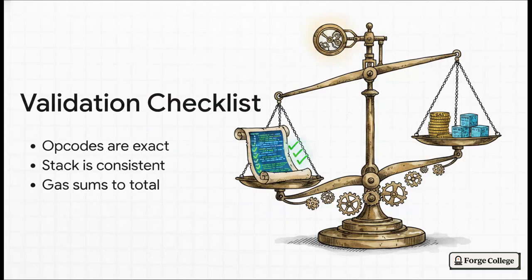When you go to compare your AI trace to the local VM, you're going to want to use this validation checklist to ensure both the syntactic correctness and the semantic accuracy of your work. First off, check that the opcode sequencing is exact. No skipped steps. Second, ensure your stack snapshots are perfectly consistent from one step to the next. Third, verify that any state changes, like those STOREs we were just talking about, are accurately marked. And finally, the ultimate sniff test. Your individual gas deltas for each step must perfectly sum up to the total gas used reported by the VM. If all those match up, you've nailed it.